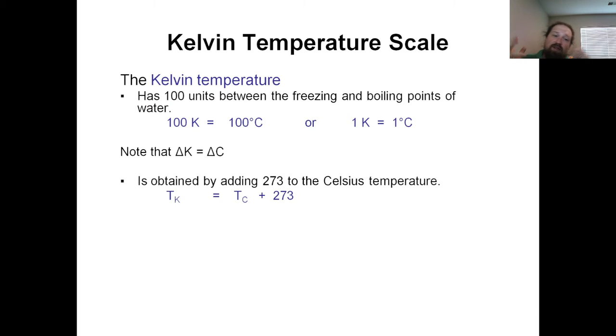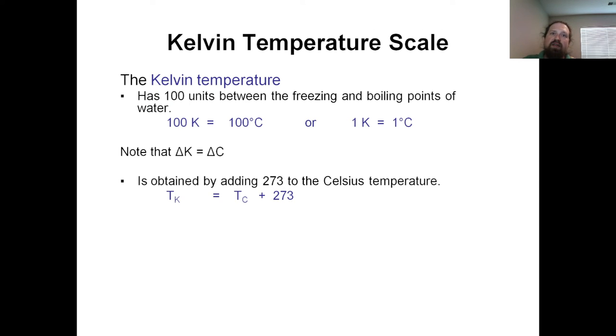Again, since kelvins and Celsius are the same size, delta K is equal to delta C. If you have a change in temperature in the Celsius scale, it will be the same number as the change in the Kelvin scale. For example, if you increase from 0 Celsius to 25 Celsius, that's a delta C of 25. The delta K would also be 25.